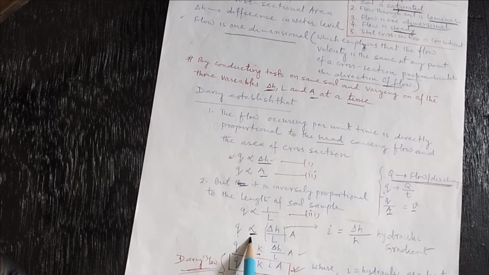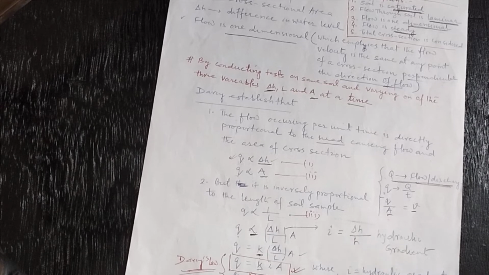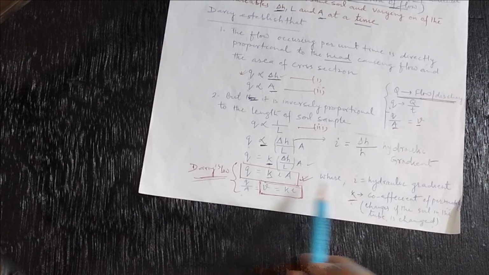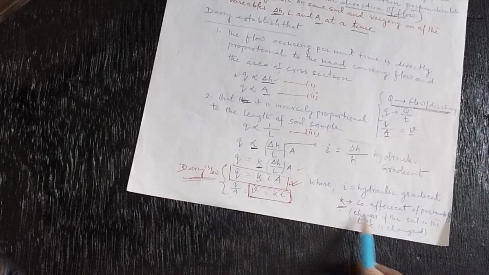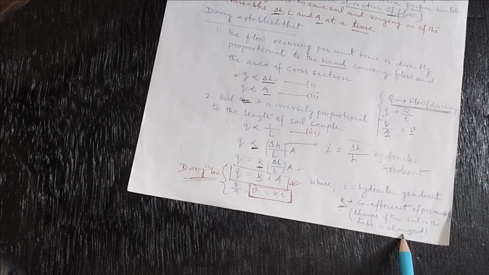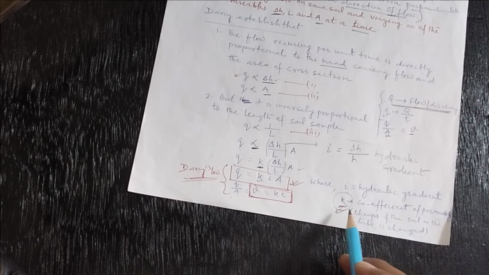So if we remove the proportionality sign, we have to introduce some constant, that is K. So the equation becomes Q is equal to K times delta H by L times A. This delta H by L is nothing but the hydraulic gradient, and this K is called the coefficient of permeability, and this coefficient of permeability changes if the soil in the tube is changed. It means this K is totally dependent on the type of the soil.